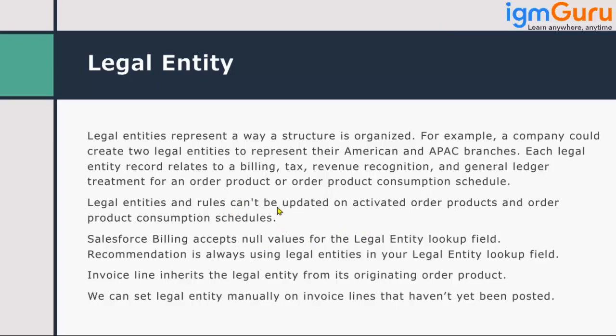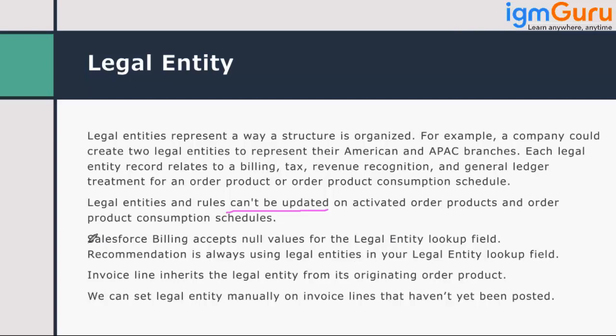So the question is, at what point can I go and update the legal entity on the order line? You can do it before order activation. Once your order is activated, you cannot go and update the legal entity. Followed by that, once you have activated, you will go and generate the invoice. And at that point in time also, you can't update the legal entity.